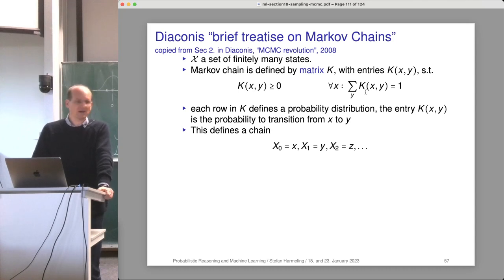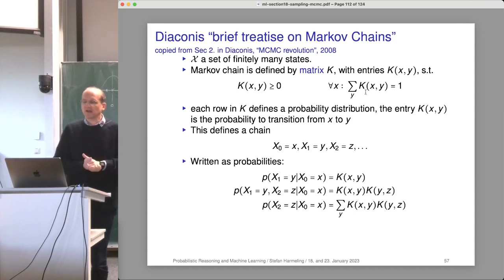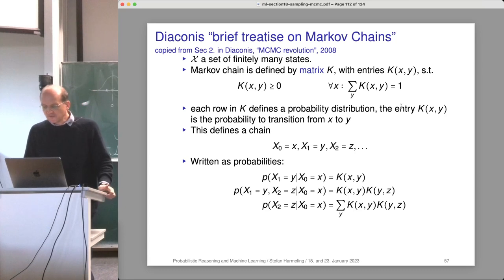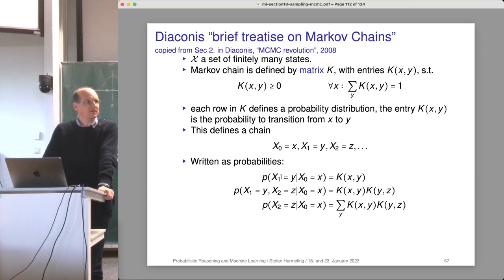And this will define a Markov chain as follows. We can write out the probabilities. So going from x0 to x1, say I'm at x, and now what's the probability to be at y? It will be just the entry in this matrix. Similarly, if I'm having x0 and I'm not only asking, okay, the next one should be y, what's the probability that then the next one is z? It's just the product of these probabilities here, okay?